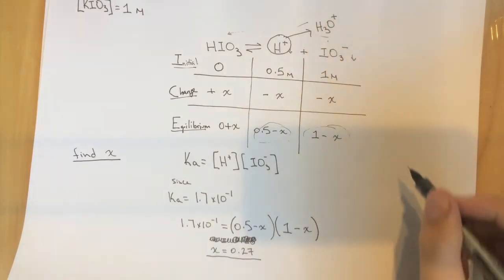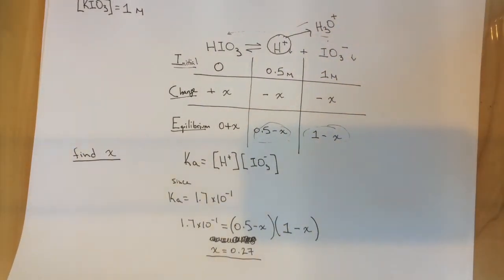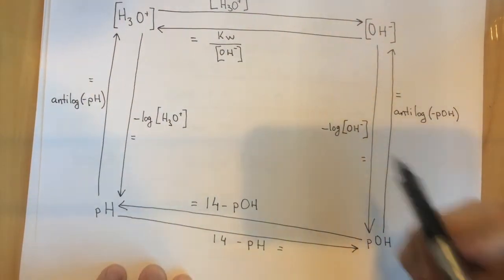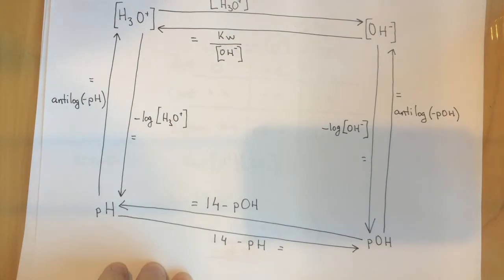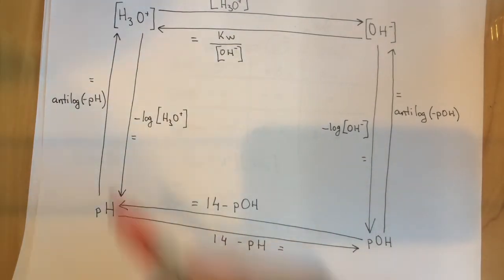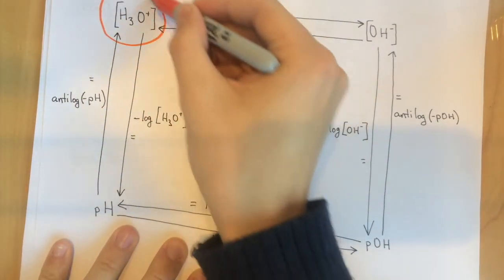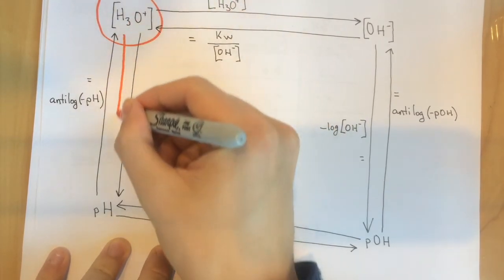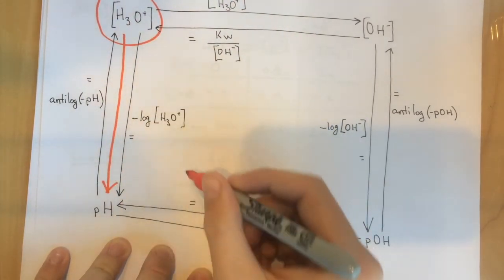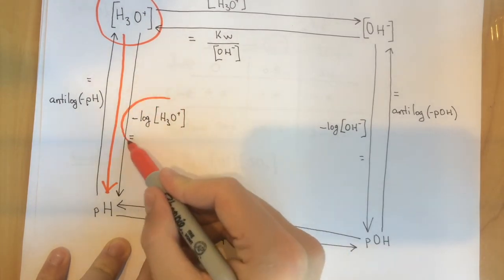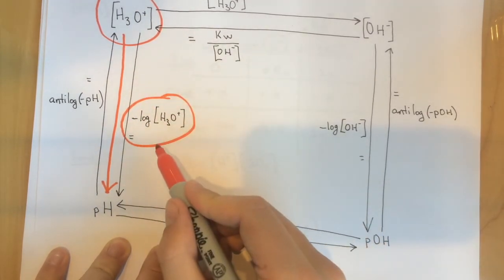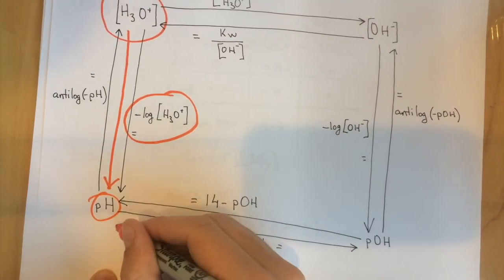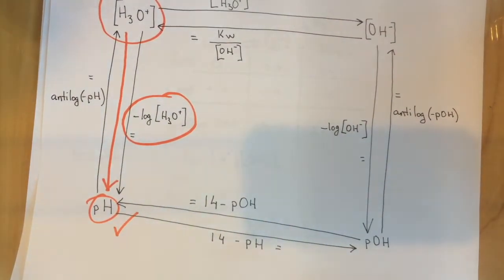Our next step is to take out our handy dandy table, and if your teacher has not already given you this table, pause the video for a quick second and copy down these notes because this is very important. So with our H3O plus concentration, we can figure out the pH value simply by taking the negative log of our H3O plus concentration. Perfect.